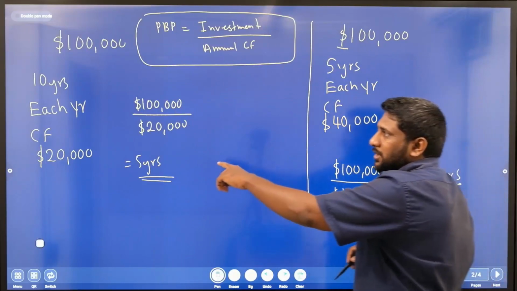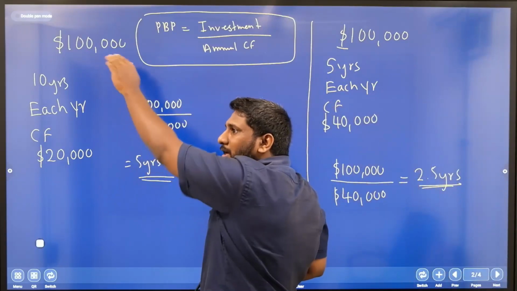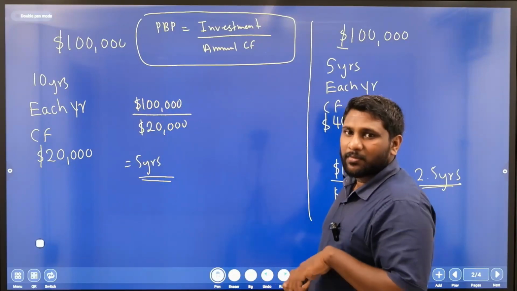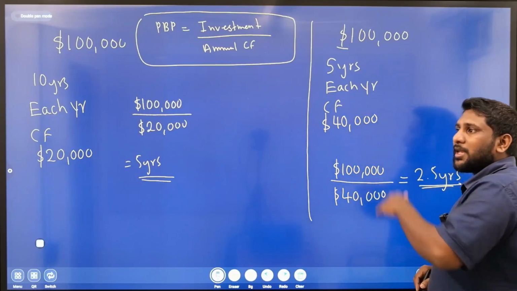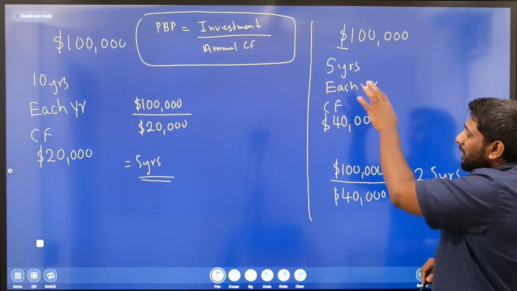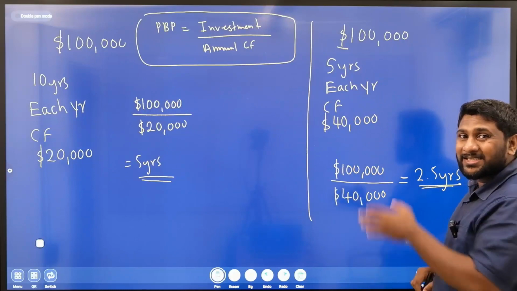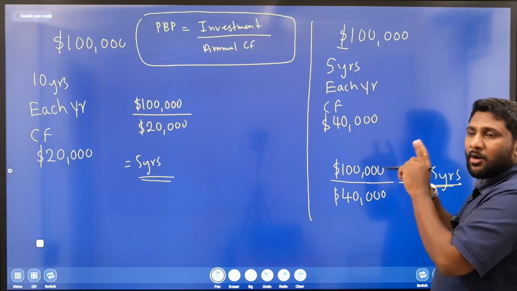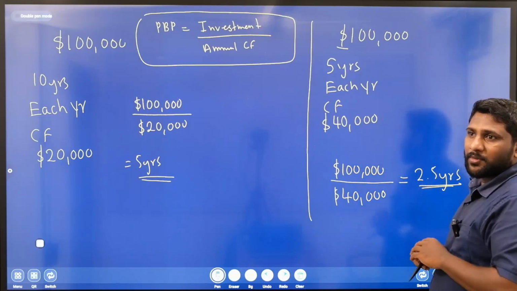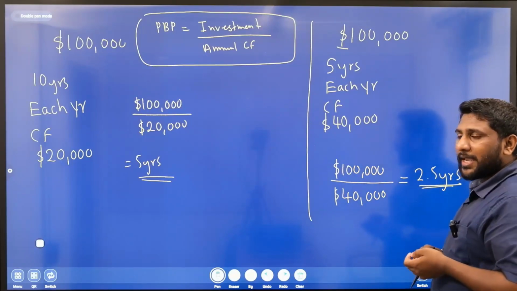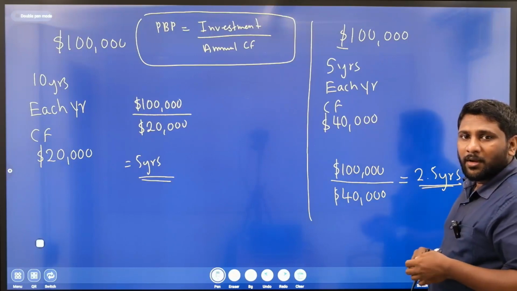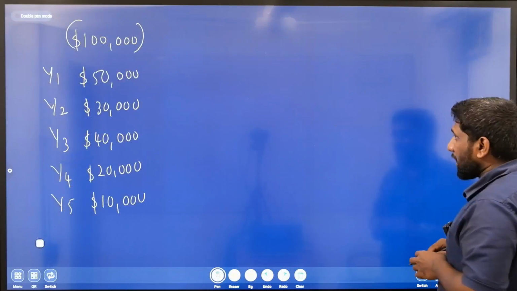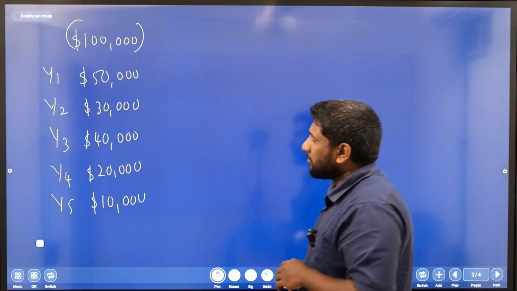In this question, you see, every year from year 1 to year 10, you are getting 20,000, the same cash flow. In this question also, the same, year 1 to year 5, every year you are getting 40,000, the same cash flow. So this formula can be used only if your cash flows are the same. Then we'll see, if your cash flows are not the same, how to calculate the payback period. So let me take another question for that. Here I have given you a question.